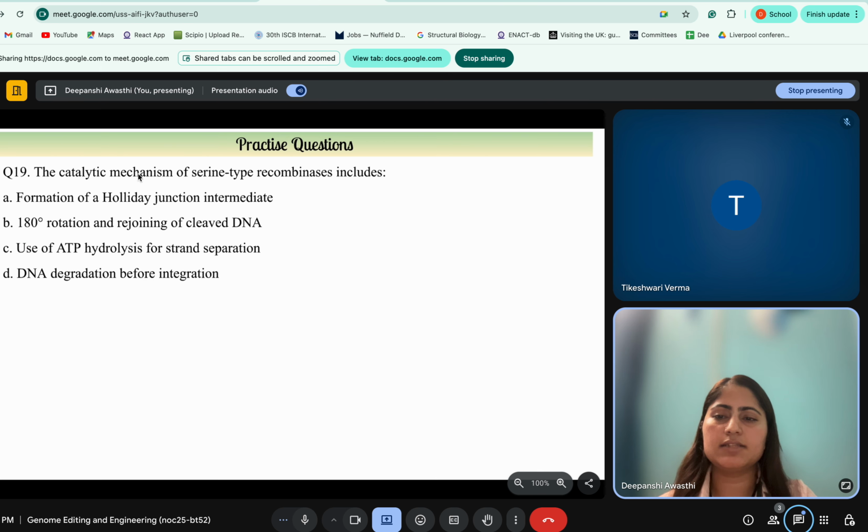Next question is, the catalytic mechanism of serine type recombinases includes option A formation of a Holliday junction intermediate, option B 180-degree rotation and rejoining of cleaved DNA, option C use of ATP hydrolysis for the strand separation, and option D is DNA degradation before integration. So now in this we are talking about serine type recombinases and not about tyrosine type recombinases.